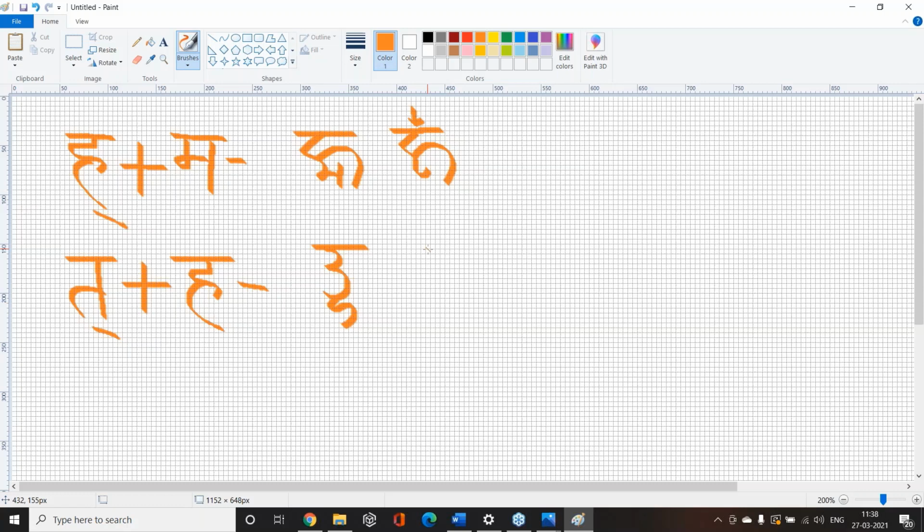If you want to show it with any other letter, for example, maybe no and her. Okay, it will be written directly below, and the Shirorekha will be omitted.